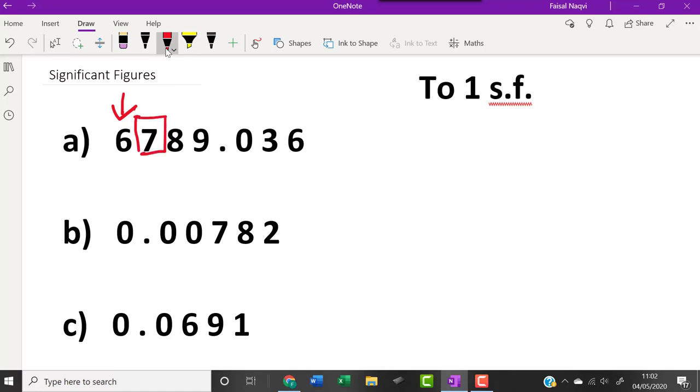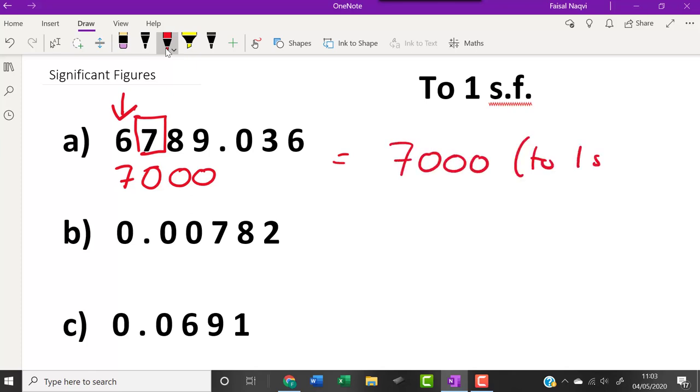The 7 is greater than 5, so that tells me that I must round the 6 up to a 7. However, this was 6,789, so I need to put zeros in to give the place value. So 6,789.036 becomes 7,000 to one significant figure. Do not forget to put the level of accuracy in to one significant figure.